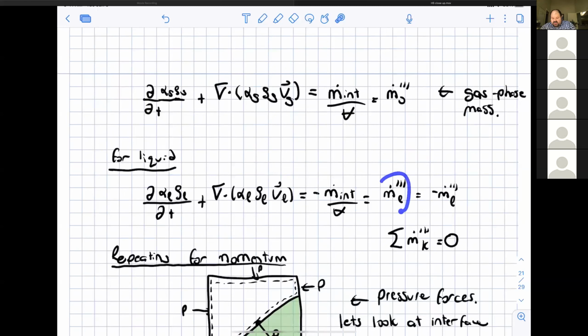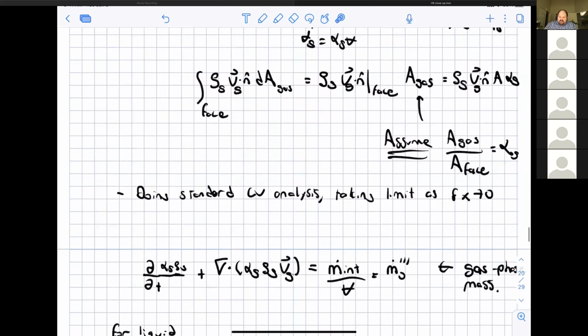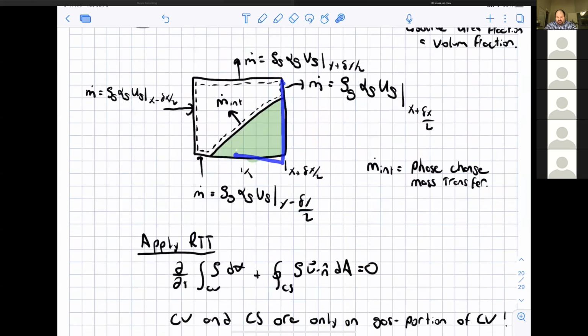And then in general, you could call this m dot triple prime L, which by overall conservation of mass must be m dot triple prime G. And basically what I mean by overall conservation of mass is if instead I did the entire control volume here and simultaneously derived a conservation law for the gas and liquid, this edge here would be inside of that control volume.